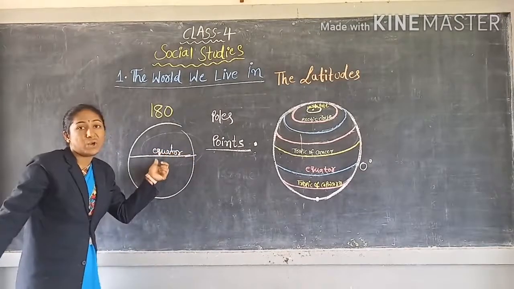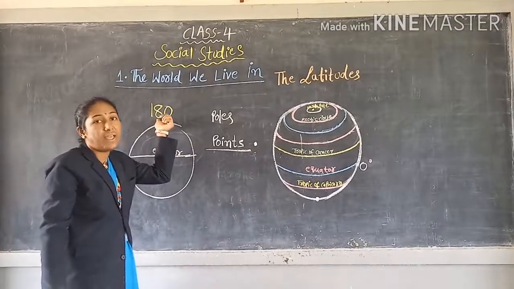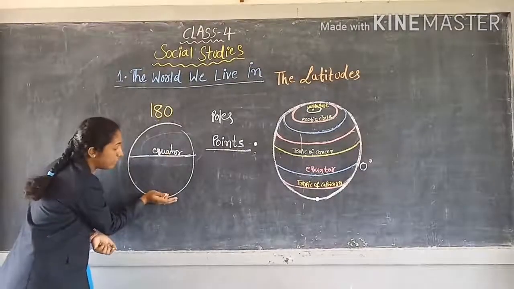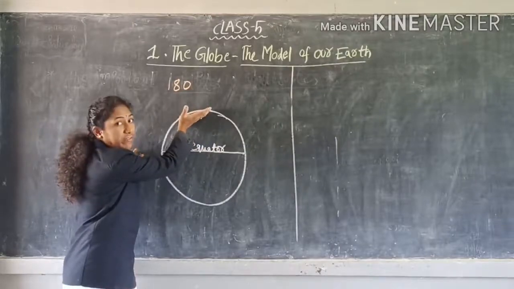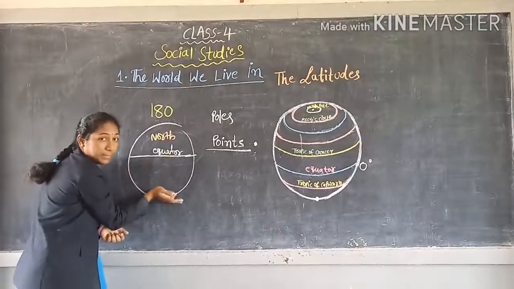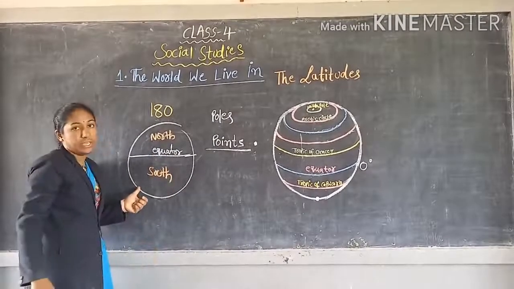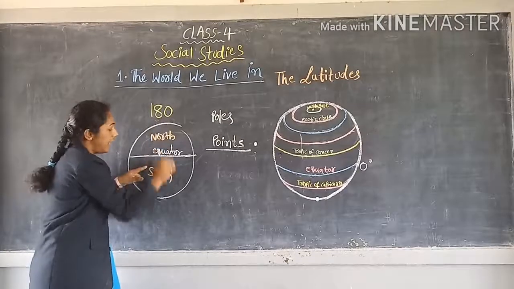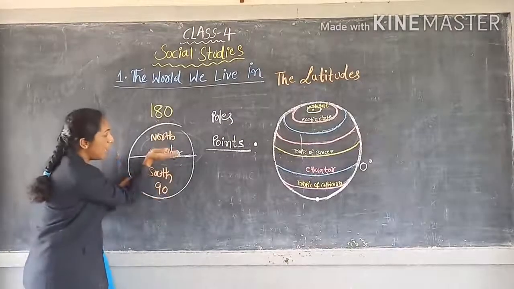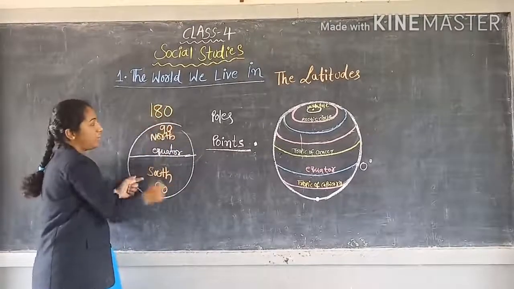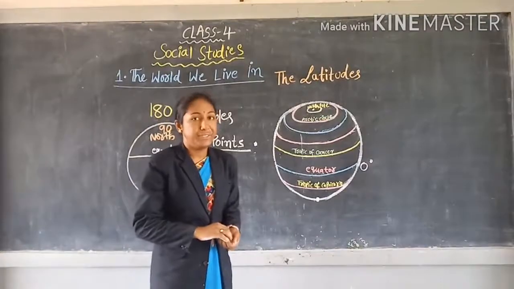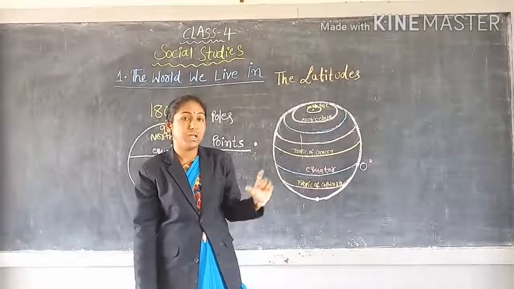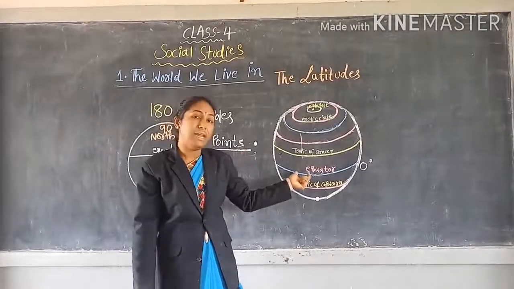This is the equator, 0 degree latitude. So, how many latitudes are there? 180 latitudes. 90 to the south of the equator and 90 latitudes to the north of the equator. North, and this down below the equator is called the south. North, south, east, west. Total 180 latitudes. Now, children, let us learn about the important latitudes. There are some important latitudes.